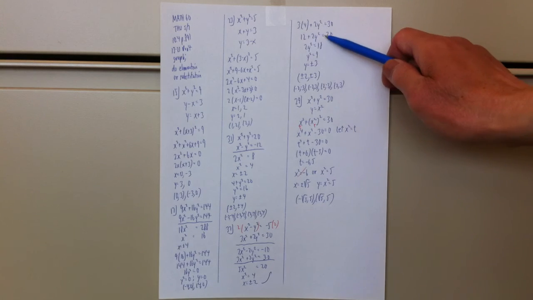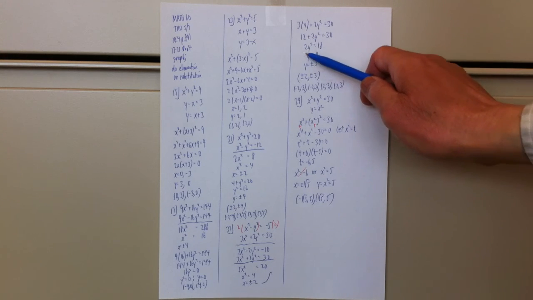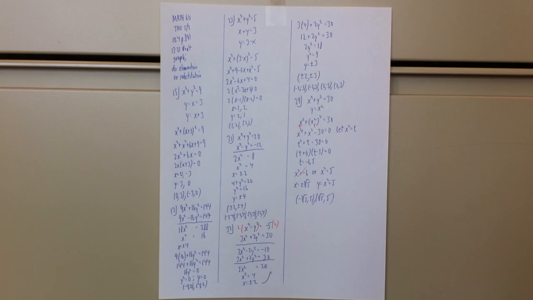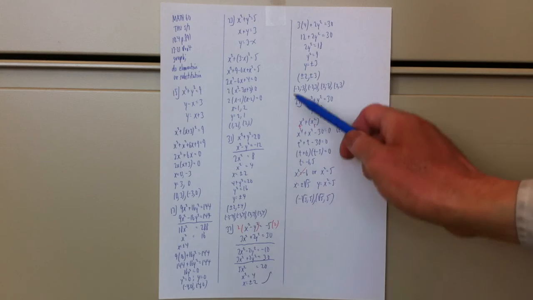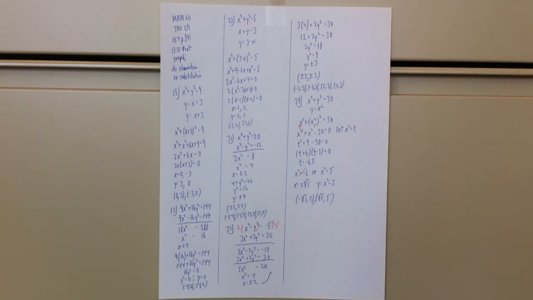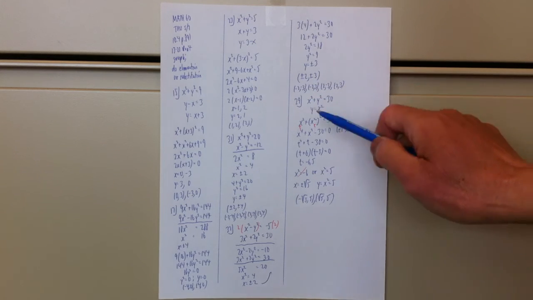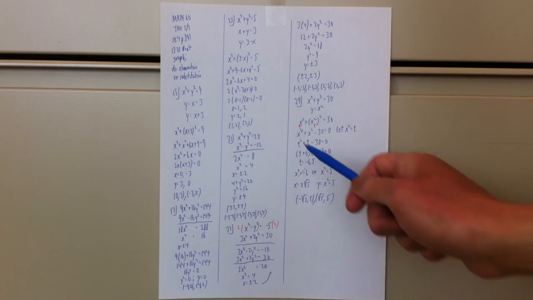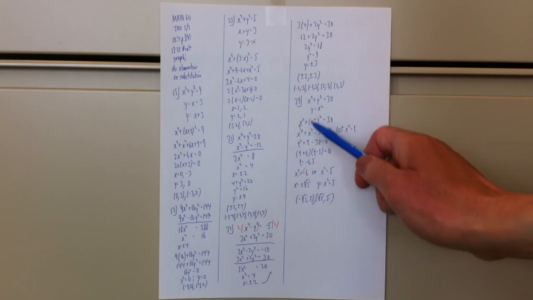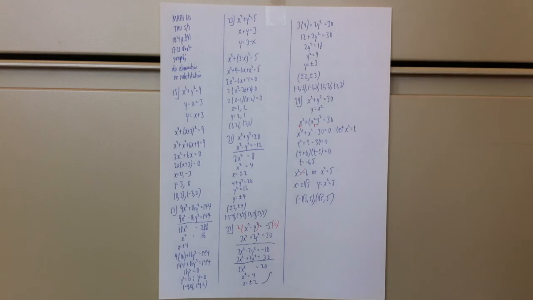3 times 4 is 12. Subtract 12, 2y squared equals 18. Divide by 2, y squared equals 9. So by the square root property, y is plus or minus 3. So x is plus or minus 2, y is plus or minus 3. So again, that gives you 4 possibilities. Both negative, both positive, or one negative and one positive. So negative 2, negative 3, negative 2, 3, 2, negative 3, or 2, 3.